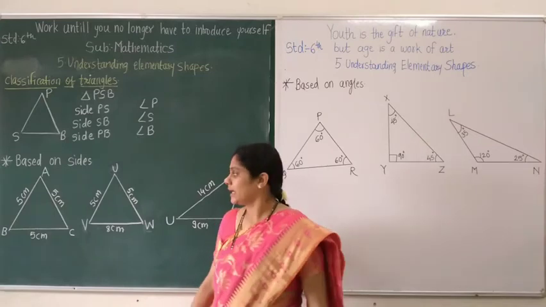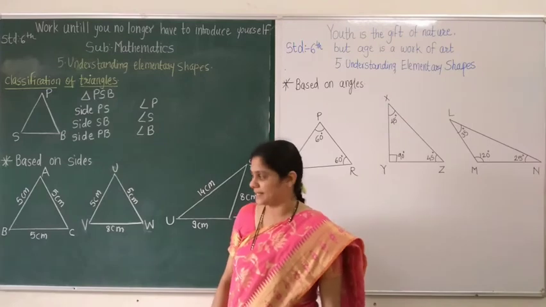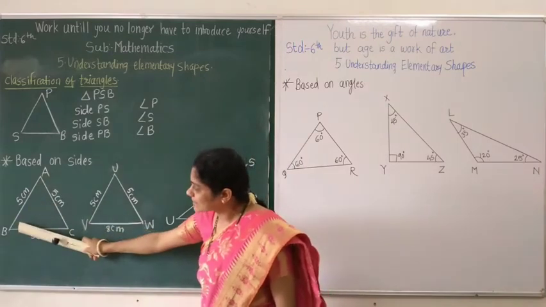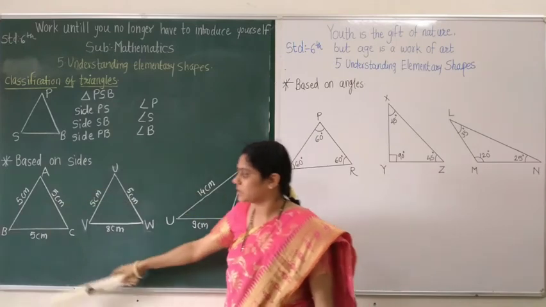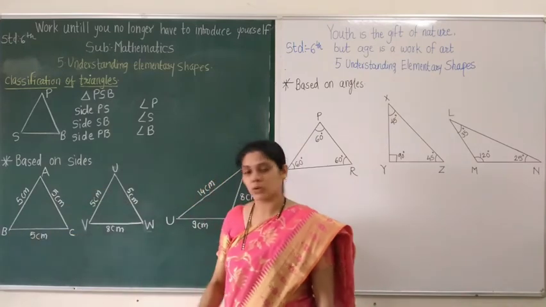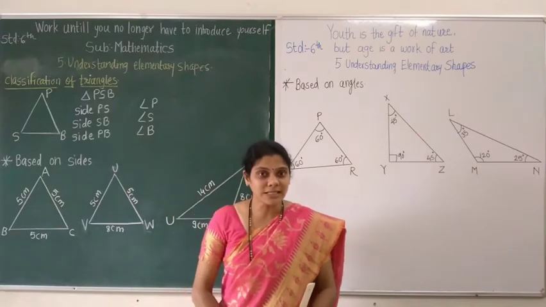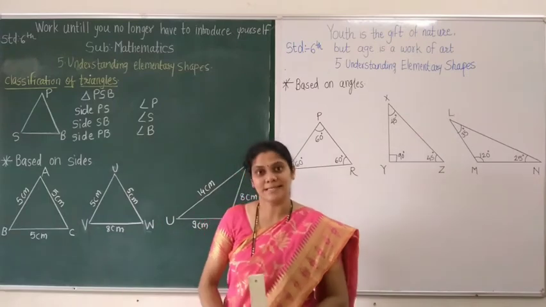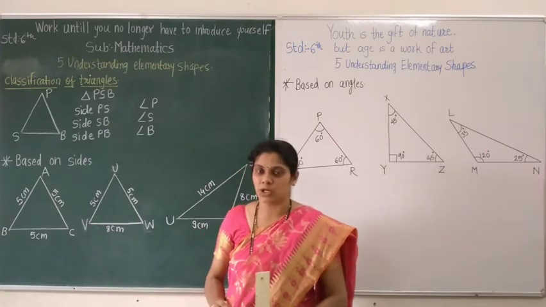Now look at here. In this first diagram, you can see it is a triangle ABC. Okay, AB side is 5 cm, AC is also 5 cm, and BC is also 5 cm. That means all the three sides of this triangle ABC are the same. All sides are equal in measurement.